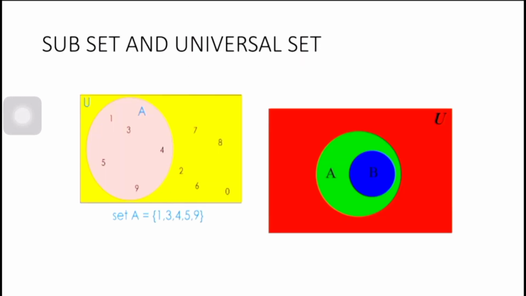Basically, a Venn diagram is a way of representing the relationships between sets. This diagram consists of a rectangle and closed curves, usually circles. In this Venn diagram, the universal set is represented by U and normal sets are represented like A, B, C and so on.